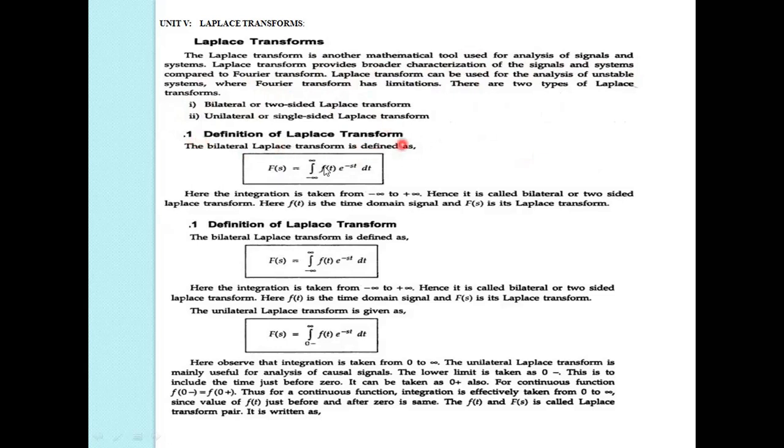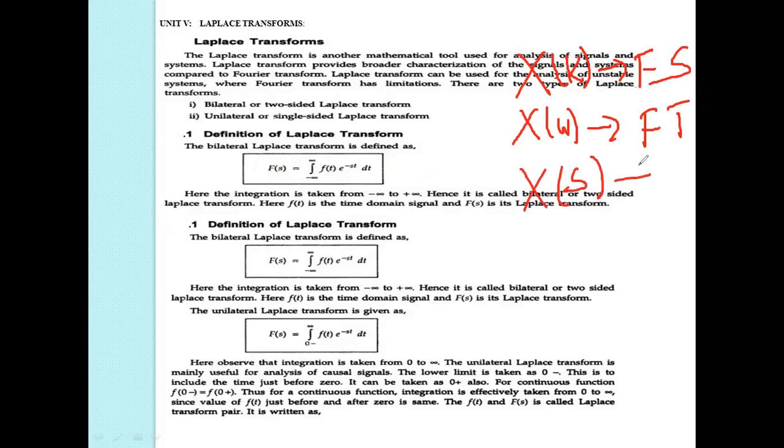Now the definition of the bilateral Laplace transformation. Until now, we learned the Fourier transformation: x of omega in the frequency, and x of k is the Fourier series, x of omega is the Fourier transformation. Now it is x of s, the Laplace transformation, the s value.